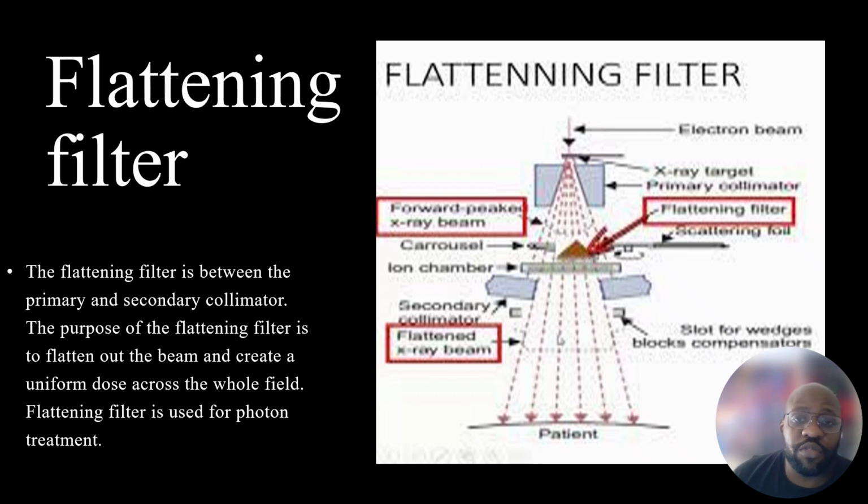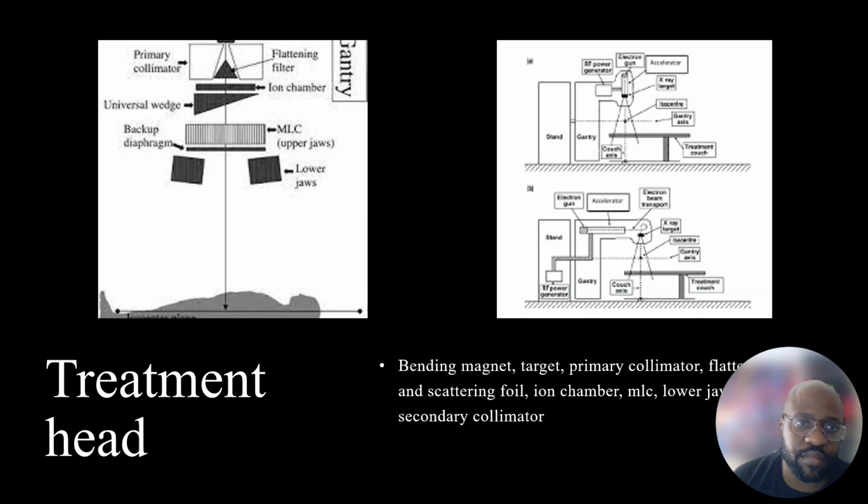And the flattening filter is between the first and second collimators. The purpose is to flatten out the beam and create a uniform dose across the whole field. And it's only used in photon treatments. You wouldn't use it in electron treatments because electrons come out as a straight little dot of lines. So inside of our treatment head is the bending magnets, the target, the primary collimator, flattening filter, and scattering foil, 2 ion chambers, MLCs, lower jaws, and the secondary collimator.